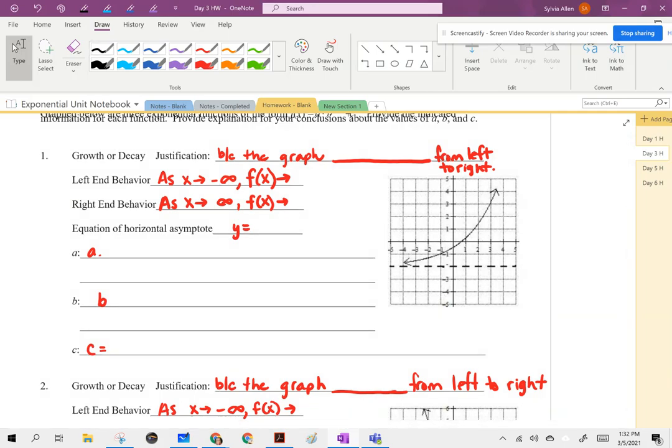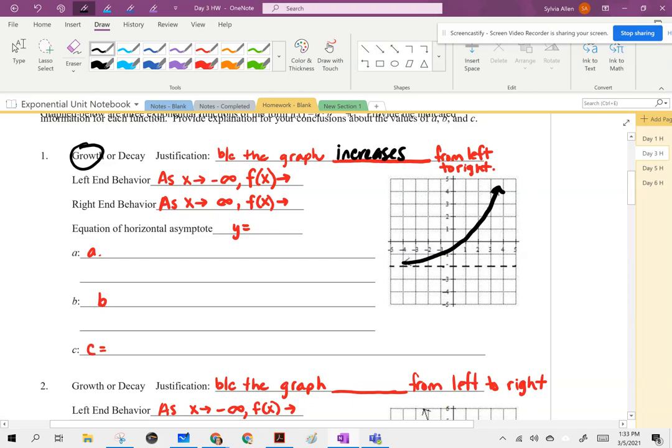So when we're talking about growth or decay, we want to read the graph from left to right. From left all the way to right, am I going up or down? Since I'm going up, then it is growth, and that's because the graph increases from left to right.